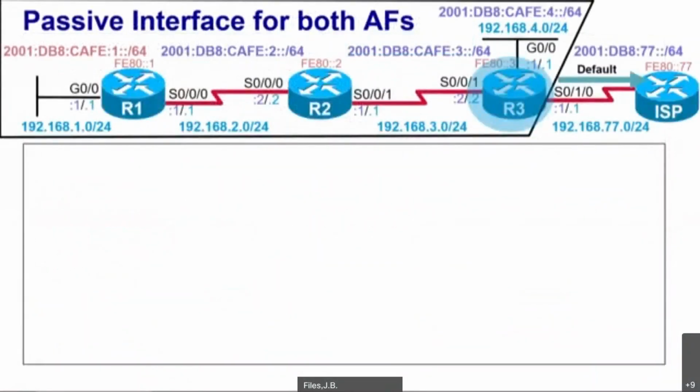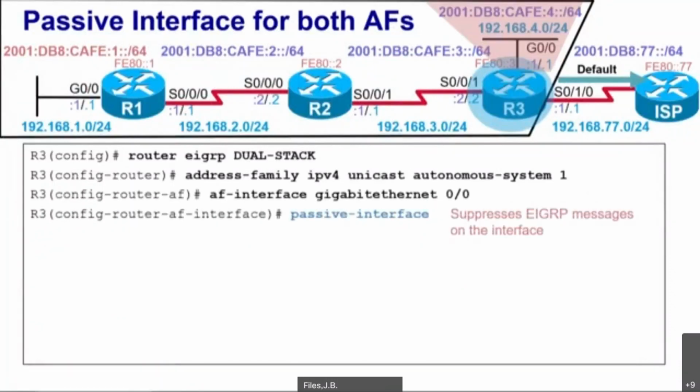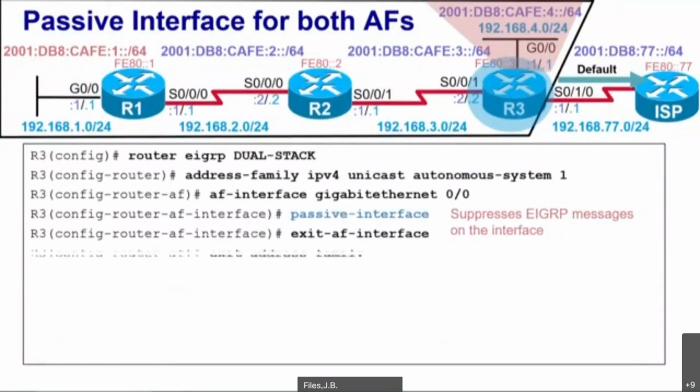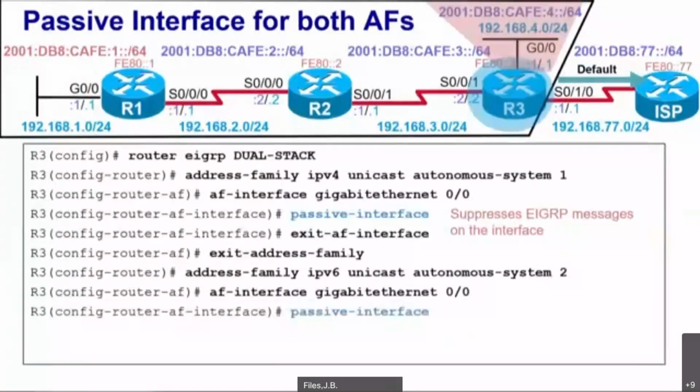All right. So we want to make that passive and that passive, right? Because there's no routers out there to send hellos, but we still want to advertise those networks. So on R3, we're going to go into address family IPv4, the address family interface configuration mode, and issue the passive command. Then we're going to do that same thing for the IPv6 address family configuration mode.